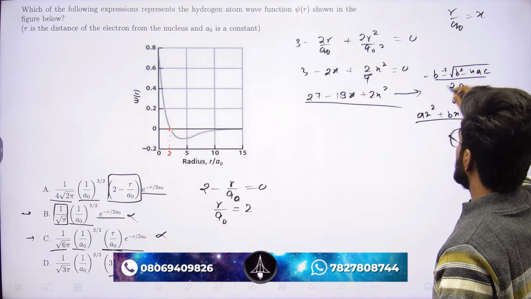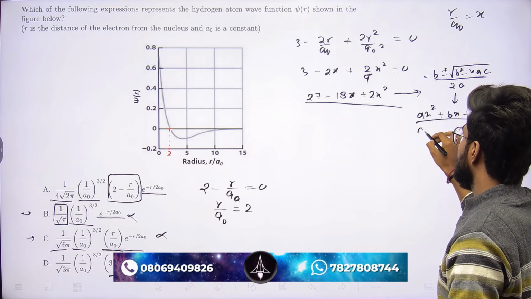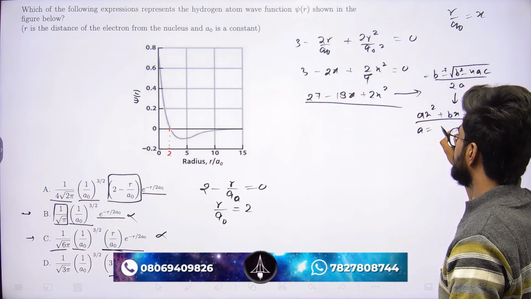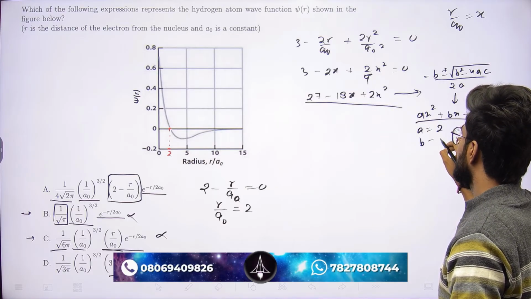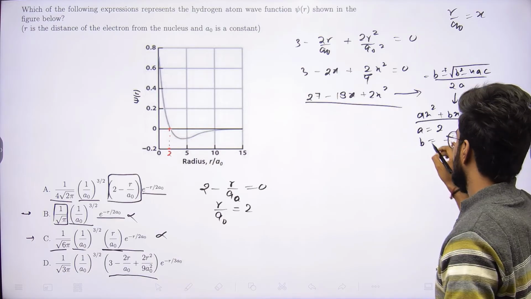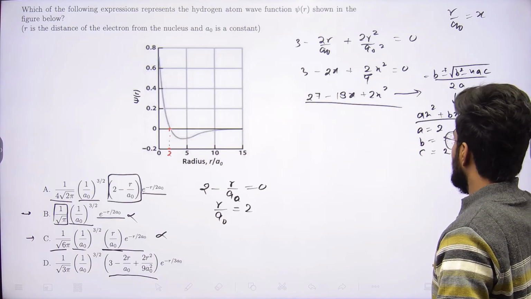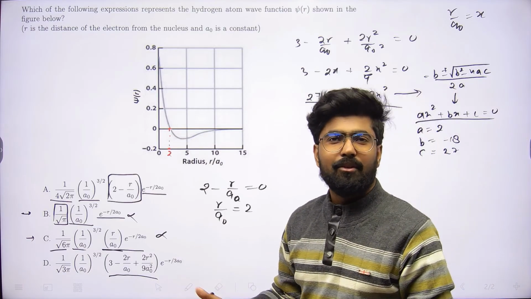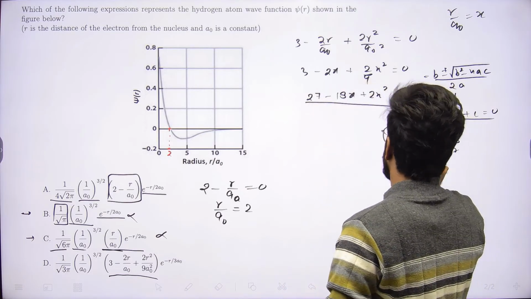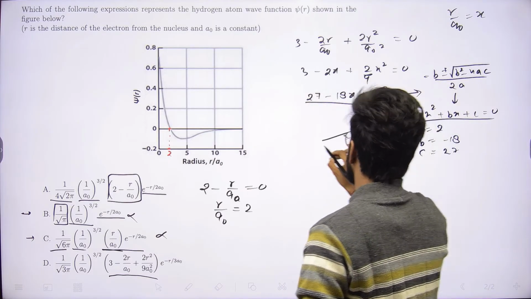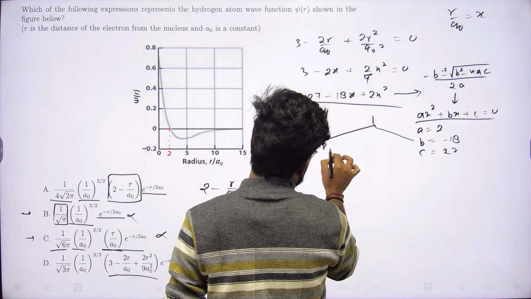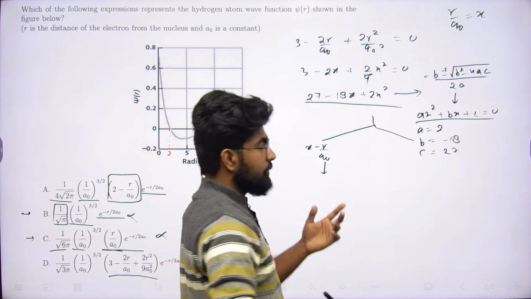So for this equation you have this. a is basically 2, b is minus 18, don't forget this negative sign, c is 27. When you solve this, it is very simple, right? So when you solve this, you will get two values of x, meaning r by a naught, and both of them will be positive, right?